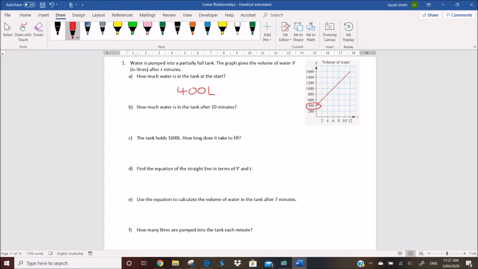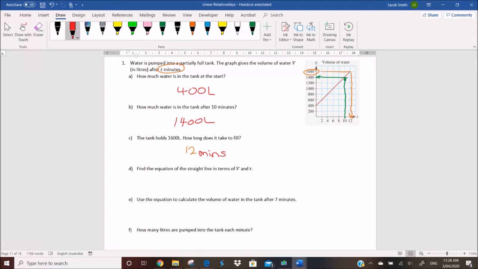To find out how much water is in the tank after 10 minutes, we go to our 10, we draw a line straight up and then straight across. So that's telling us that in the tank after 10 minutes, we'll have 1,400 litres of water. If the tank holds 1,600 litres, how long does it take to fill? So to figure that one out, we need to go to this axis, find our 1,600, go straight across to our line, and then straight down to the 12. So it's going to take 12 minutes to completely fill that tank.